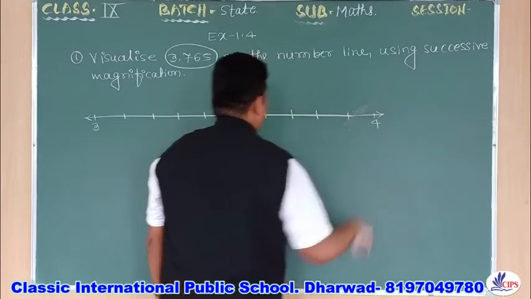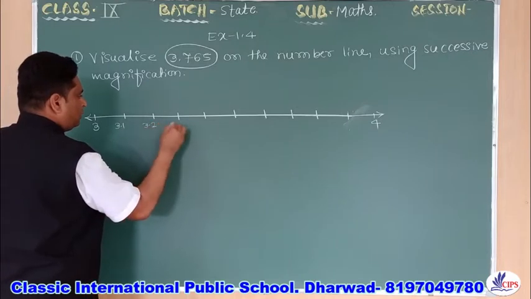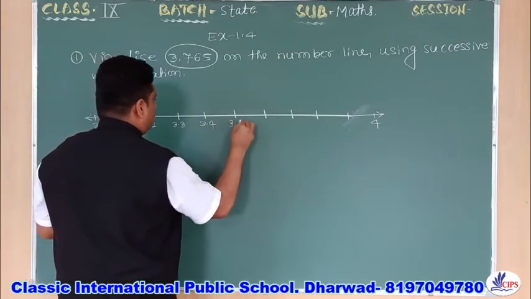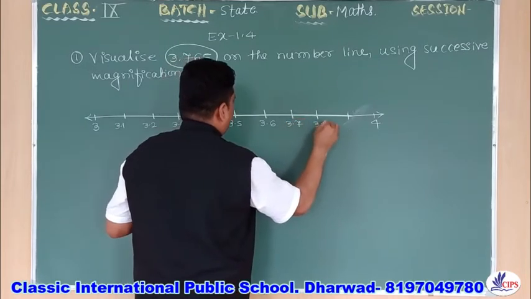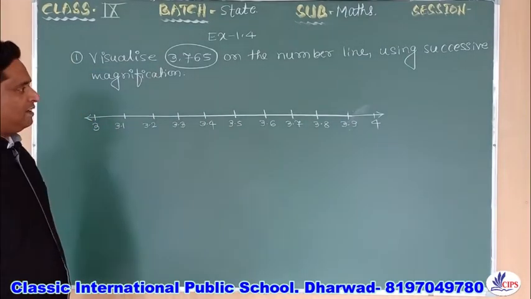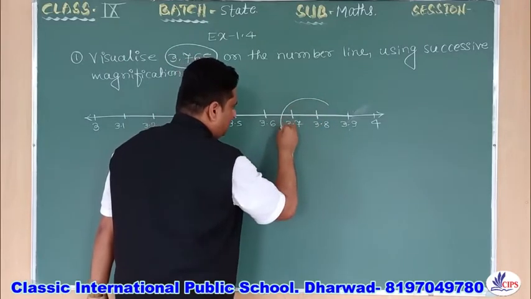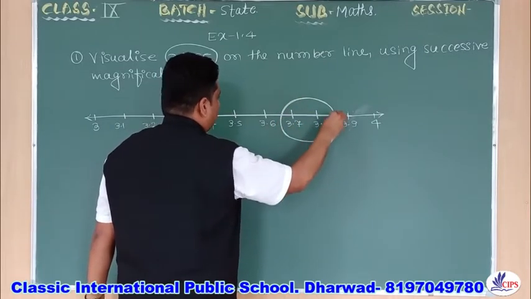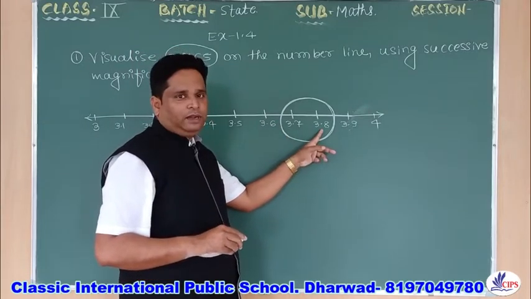Okay, look at here. It will be 3.1, 3.2, 3.3, 3.4, 3.5, 3.6, 3.7, 3.8, 3.9, 4. Okay, 3.765 is the number between 3.7 and 3.8. I'll put the magnifying glass here.